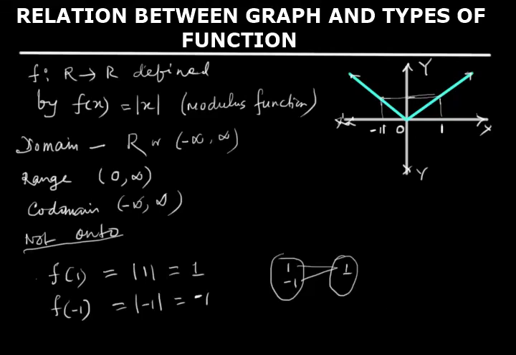Hello friends, in this class I want to share some observations between the graph and the types of functions. We have learned a function may be one-one or may be onto. We know how to find its domain and range.